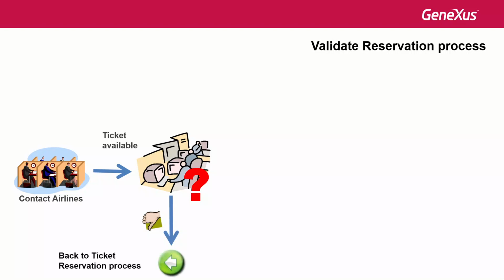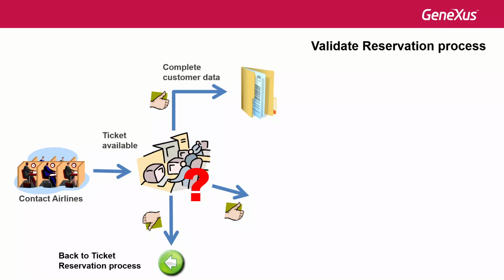In this case, we should go back to the ticket reservation process to ask the customer if he wants to make another reservation. Or it can also happen that there are tickets available for the dates requested and the validation process continues. To do so, two paths must be followed. On one hand, the customer's details necessary for the trip need to be completed, such as visas, passports, immunizations, and so on. In addition, depending on the cost of the trip, information on the customer's financial situation must be obtained.